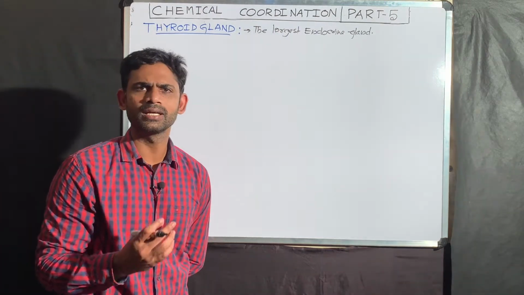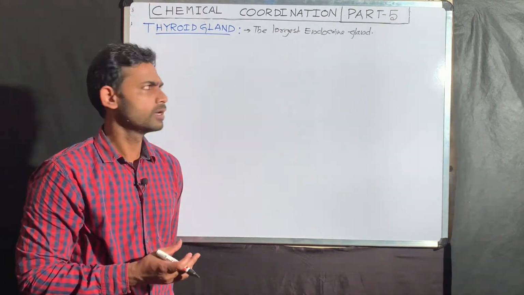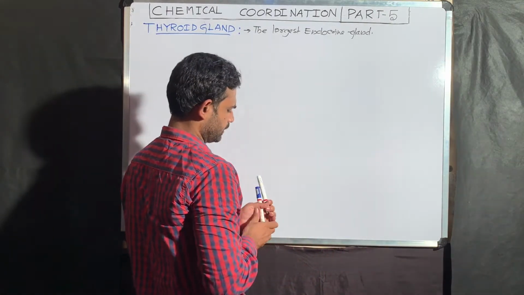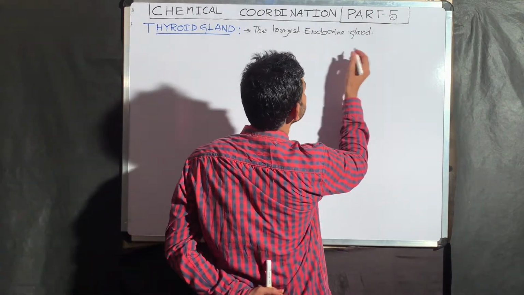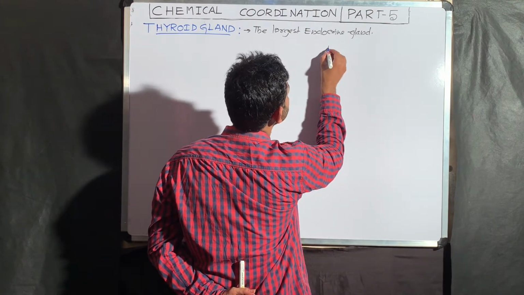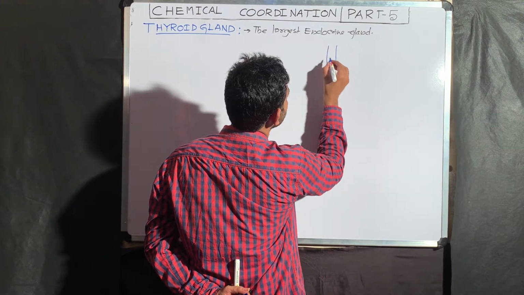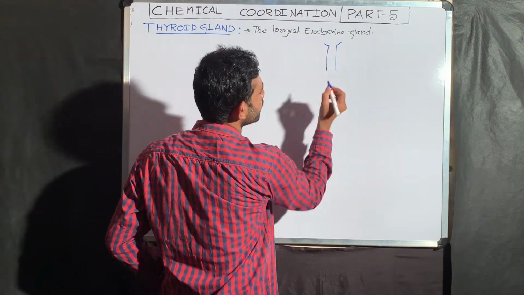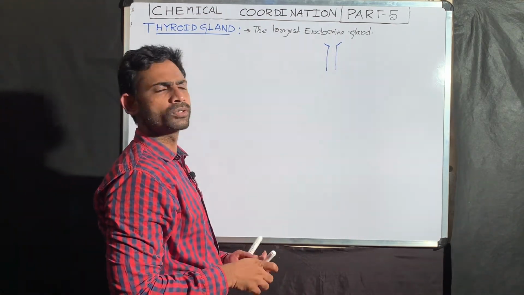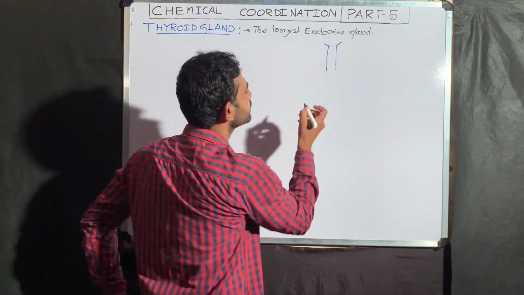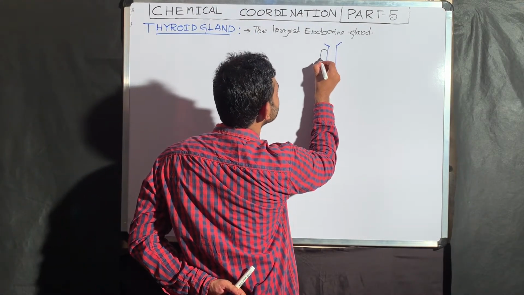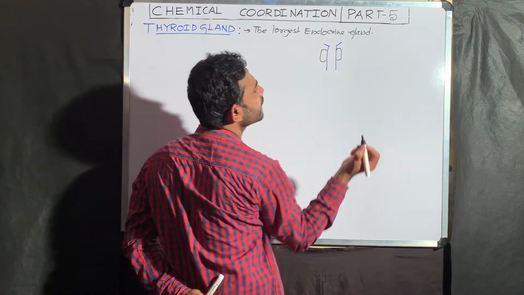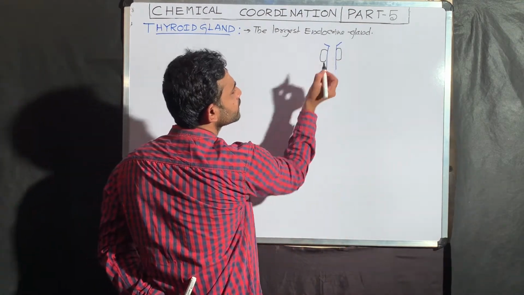So, if you see the ventral part of the thyroid gland, consider this one is the trachea, anterior part. This is a ventral portion. If you see the ventral portion of the thyroid gland, you can see the two lobes like this. This is a thyroid gland. This one is a thyroid gland.